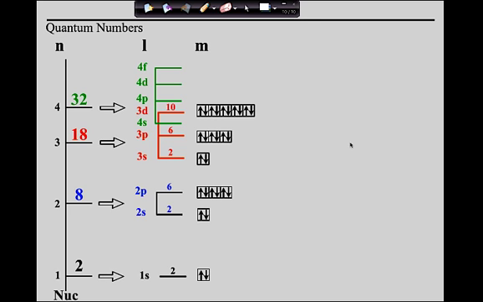So guys, here we go. How many electrons in the 4s? 2. How many electrons in the 4p? 6. How many electrons in the 4d? 10. All right, I know you guys, so here we go. 2 plus 6 plus 10 plus what is 32? 14. All right. So now, guys, let's draw our boxes.